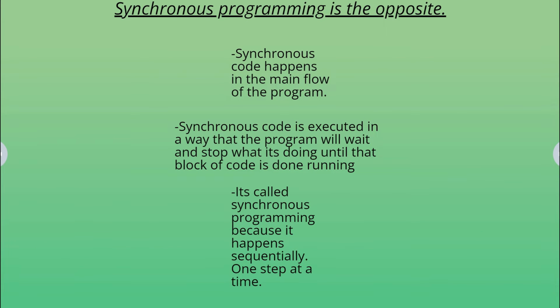Synchronous programming is the opposite. Synchronous happens in the main flow. Synchronous code is executed in a way that the program will wait until that block of code is done running to continue on. By doing this, it's blocking the main flow of the program and interfering with the event loop, the thread pool, or worker pool, whatever you want to call it. This is not good. It happens one step at a time, and it's called synchronous programming because it is sequential. It happens one after the next, and nothing else can happen until that synchronous code is done running.